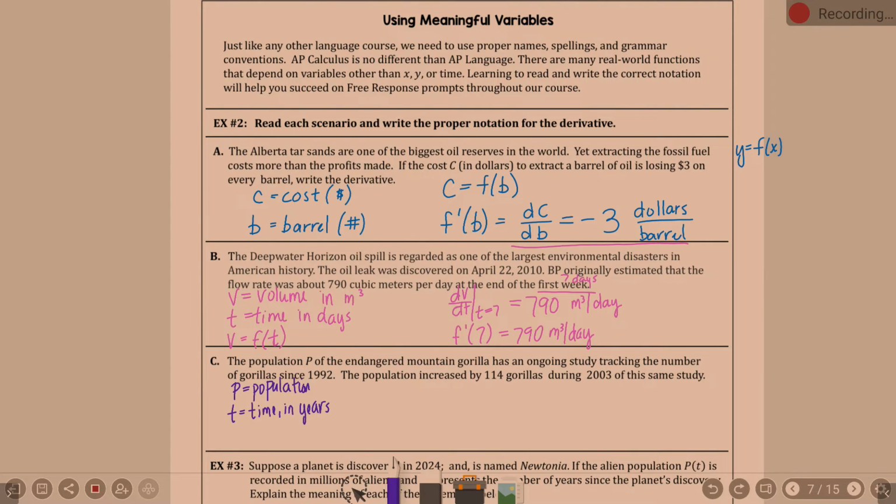If we think about this as a function, it's a population based on time, right? So the function is based on time. So that'd be dP over dt, and we can talk about it as dP over dt. Evaluate at t equals 11. Why 11?